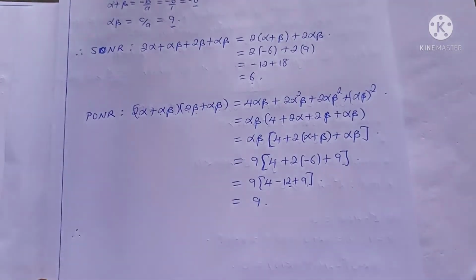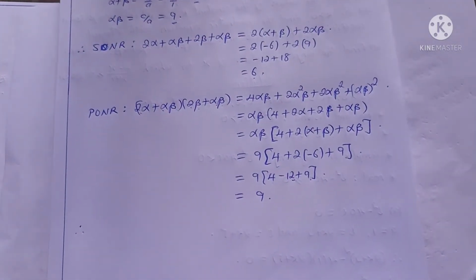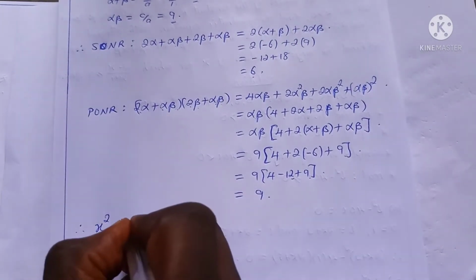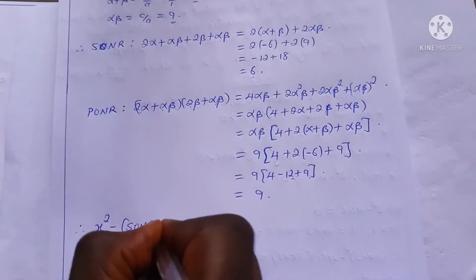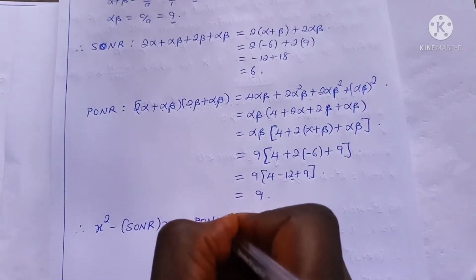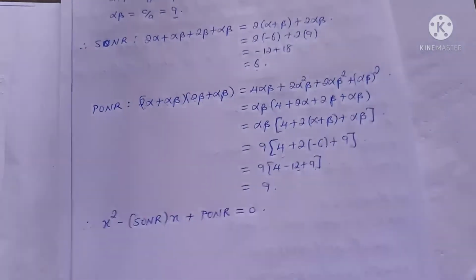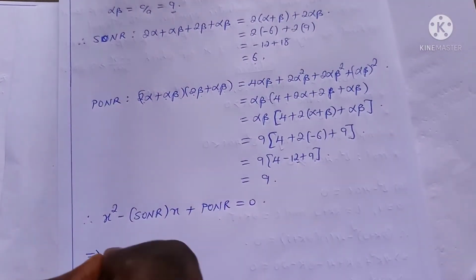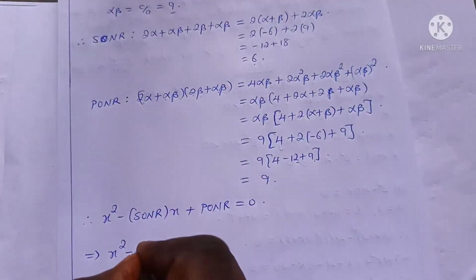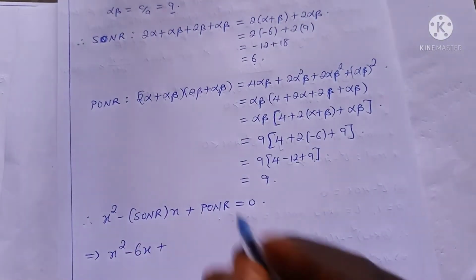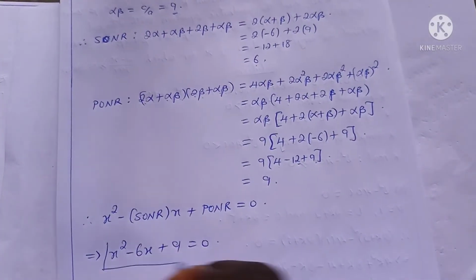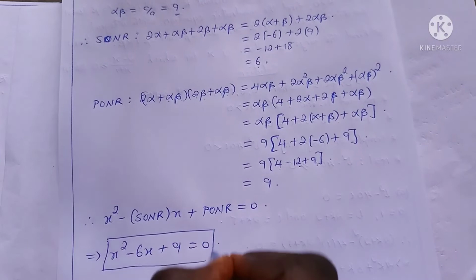So therefore, our quadratic equation can be written in the form x squared minus sum of new roots times x plus product of new roots, which is equal to 0. So this implies that x squared minus the sum of new roots, which is 6, so we have minus 6x plus the product of new roots, which is 9, equal to 0. So this is our new quadratic equation.